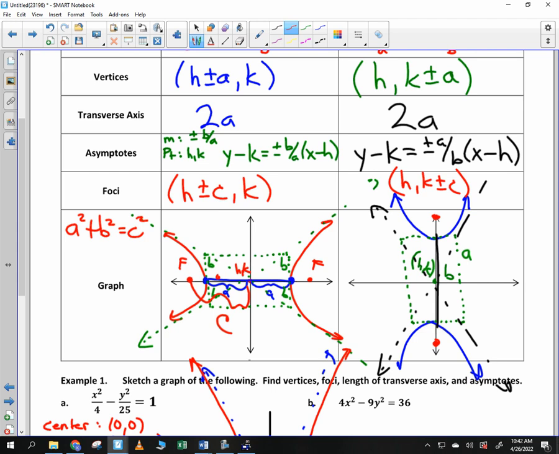Which part? The foci. So the foci sit c units from the center, just like the last one. So what I'm going to do is I'm going to move c units up. So that's going to change the k value. I'm going to move c units down. That's going to change the k value. The h value stays the same. h is your x location.